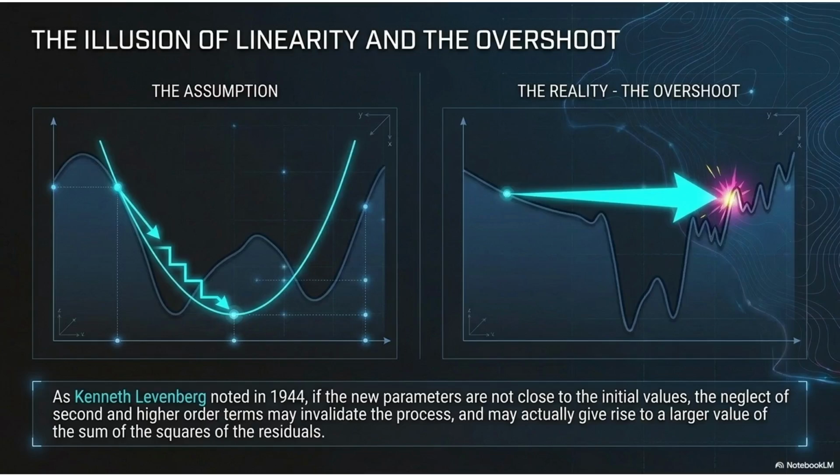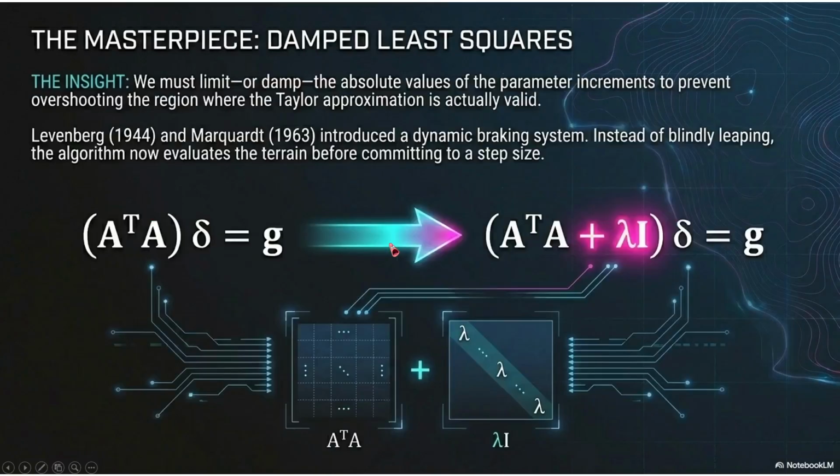process. Instead of landing at the bottom, this blind leap can result in a massive overshoot, actually giving rise to a larger error than what we started with. So, the solution to the overshoot is a masterpiece of classical optimization, damped least squares.